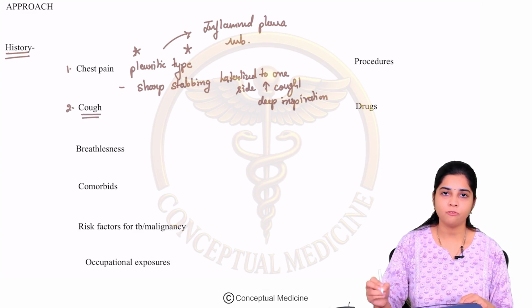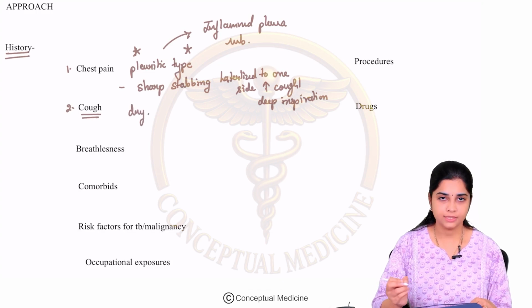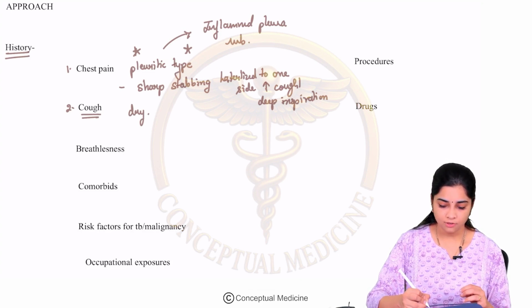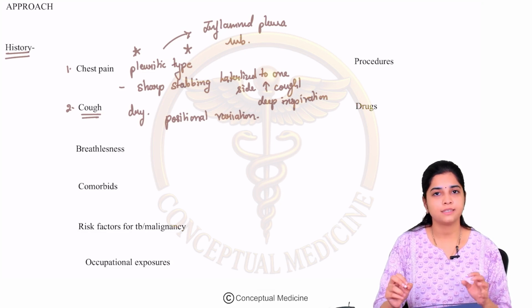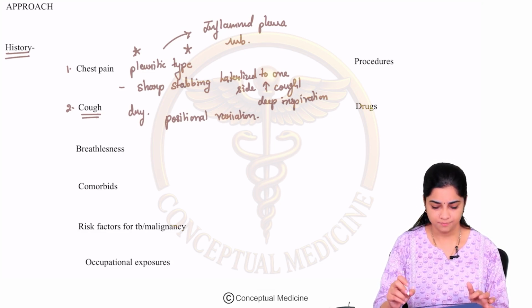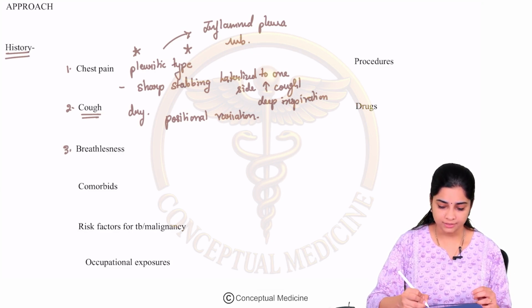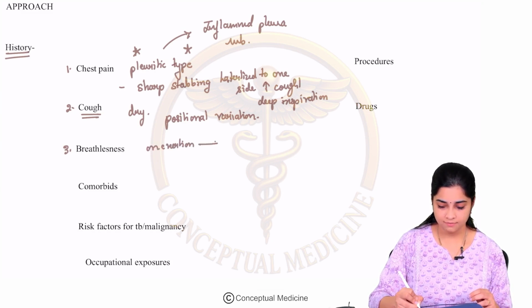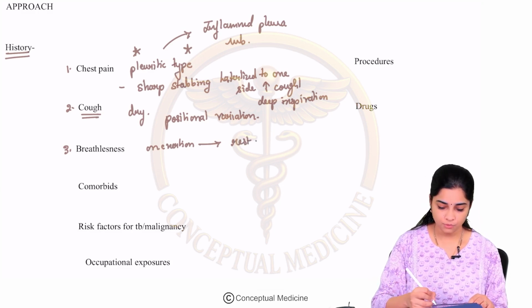Second, you can have cough. So what are the characteristic features of the cough in a pleural effusion? Most often it is a dry cough, and this cough shows the presence of positional variations. Third, as the pleural effusion accumulates, they can have breathlessness. They can have breathlessness on exertion, and if the pleural effusion is massive, it can be present at rest as well.